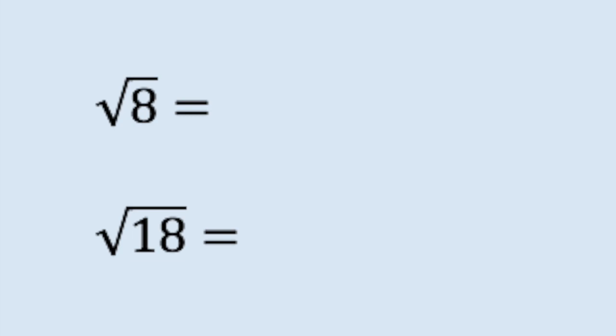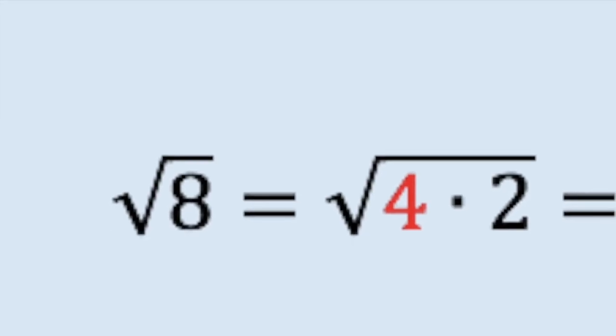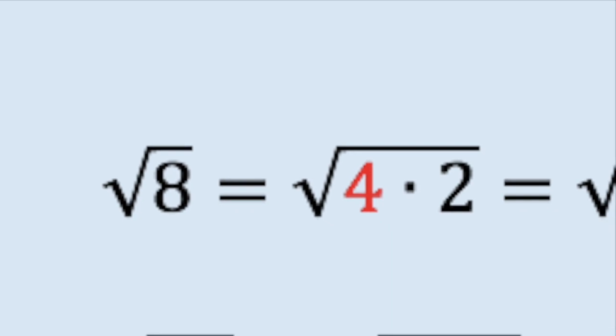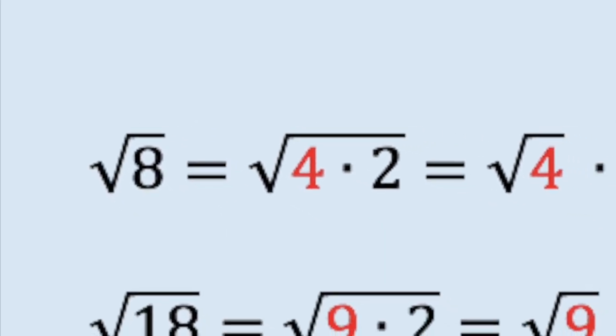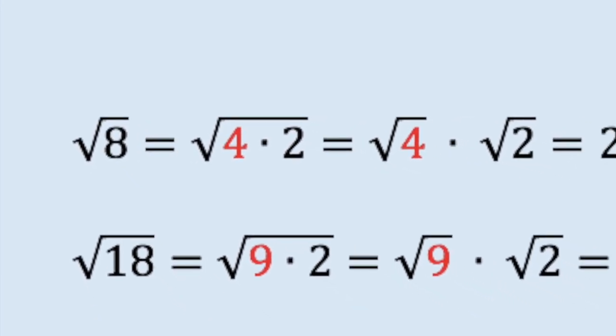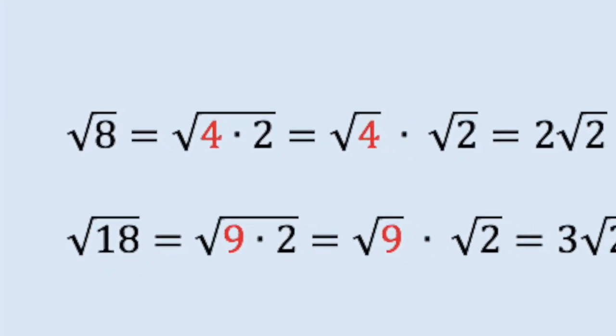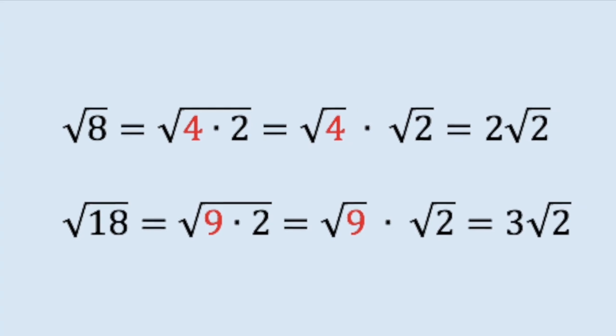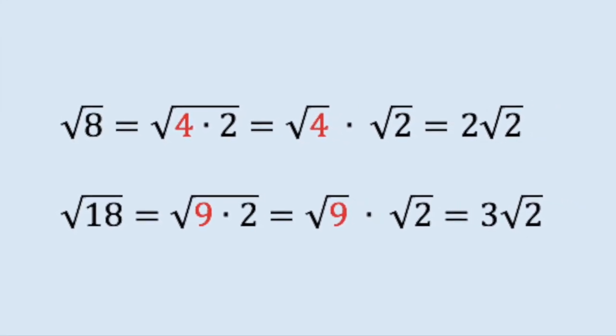Try these. The square root of 8 and the square root of 18. In the first radical, you should detect the perfect square 4 as a factor. And in the second one, 9. So, the square root of 8 is equal to the square root of 4 times 2. Take the 4 out, and you get 2 square root of 2. The square root of 18 is equal to the square root of 9 times 2. Take the 9 out of the square root sign, and you get 3 square root of 2. This brings us to the last topic.